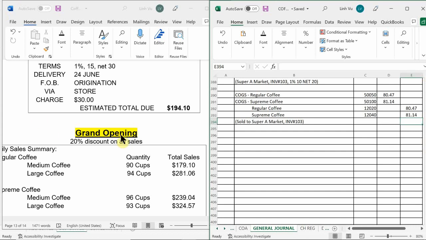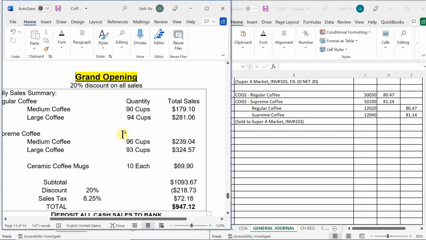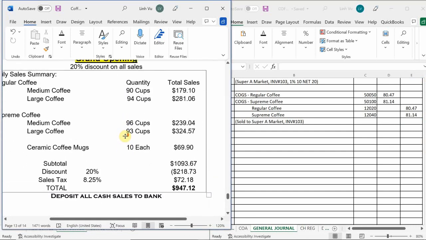All right, so here we have our grand opening sales. Okay, this is what we did. We sold this much coffee. Okay, this many cups. We had a store discount because it was a grand opening sale, 20% discount. Okay, and there's the tax. So this is how much money we earned, and we need to make a deposit to our bank.